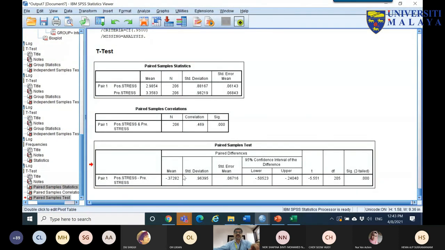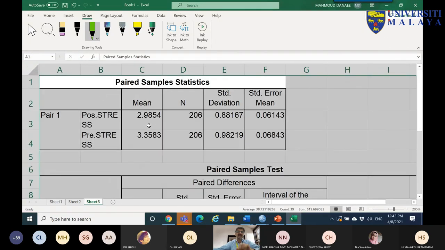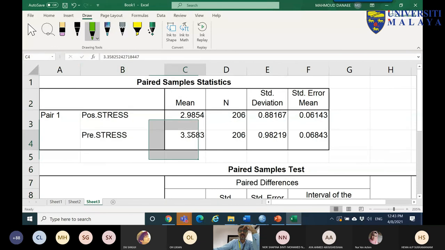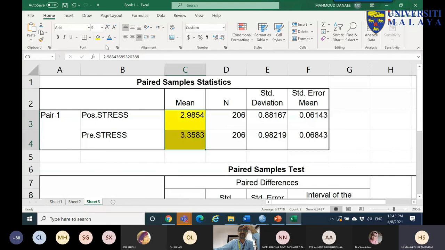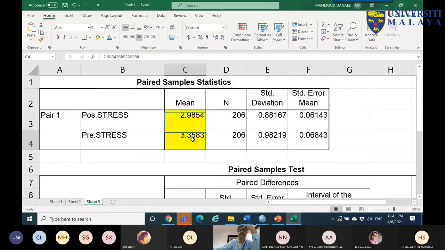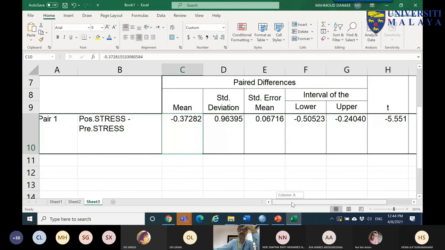So now look at here. This is descriptive statistics. Let me copy this table in Excel. It is easy for me. So now, how much is the score at pretest? The stress score among the 206 subjects was 3.35. And after intervention, it was reduced. Oh, good. So it means my intervention was able to reduce the level of stress, right? Agree? Yes. But the point is, is this difference statistically significant or not? We go to the differences. How much is the difference between this and this? Minus 0.37 is the reduction, correct? So is this reduction significant or not?